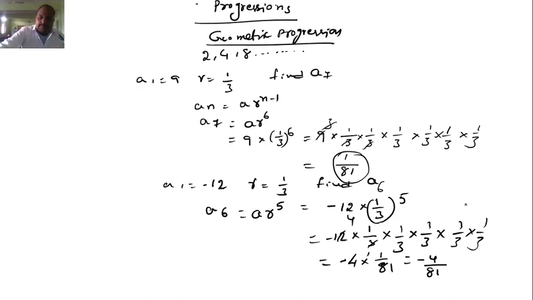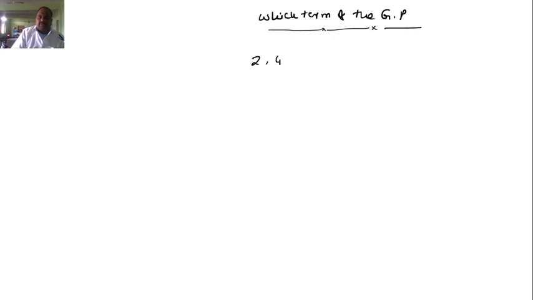Okay. Next, which term of the GP? In geometric progression, which term is so and so number? Suppose 2, 4, 8, 16, 32, 64, 128, 256. Which term is 32? 1, 2, 3, 4, 5.